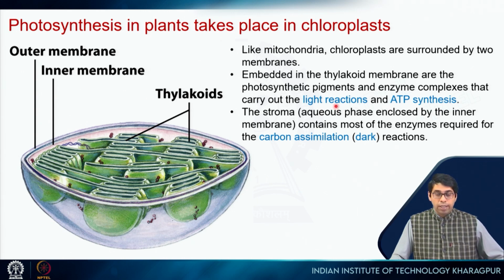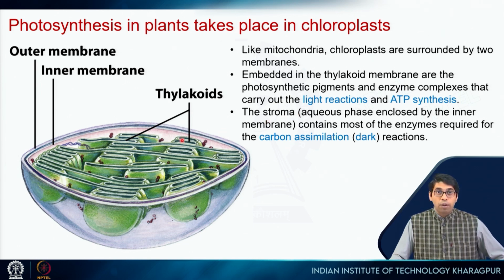We are going to see the light reactions where electrons are extracted from water and ultimately transferred to NADP to form NADPH. While that happens, a proton gradient is established, and that proton gradient will be used to synthesize ATP. That last part is very similar to what we have seen in the case of mitochondria. We are going to discuss this in detail today. In the next lecture, we are going to see carbon assimilation.